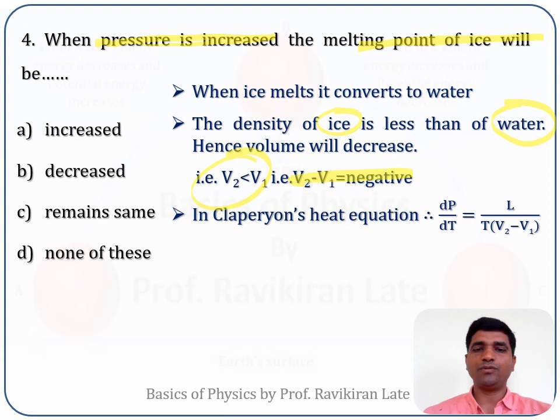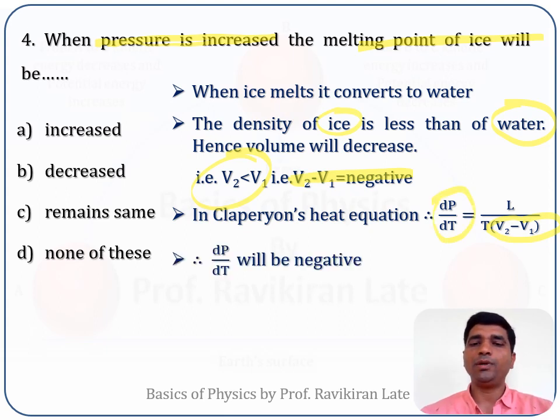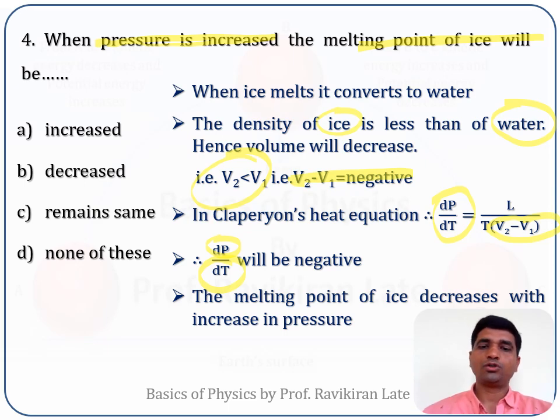As V2 minus V1 will be a negative number, if I substitute this value in this equation, then this quantity dP by dT will be a negative number. What does that mean? If you increase the pressure, the change in boiling point, or melting point, will be negative, so the melting point will decrease. So melting point of the ice will decrease with increase in pressure.